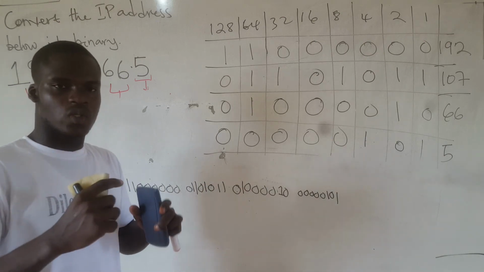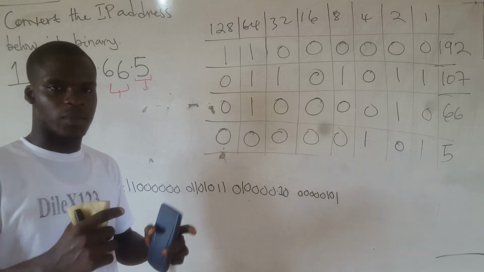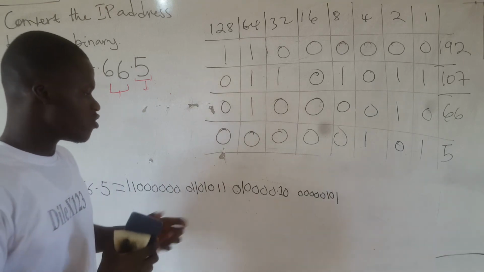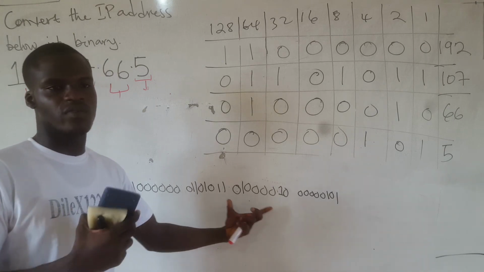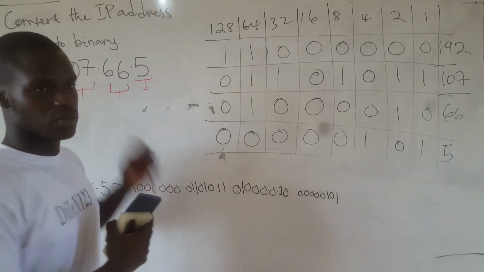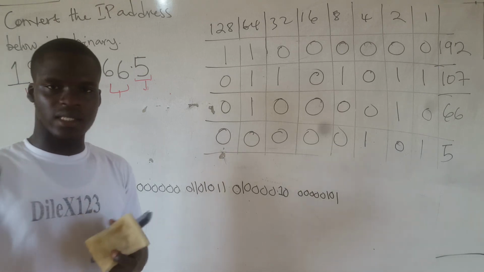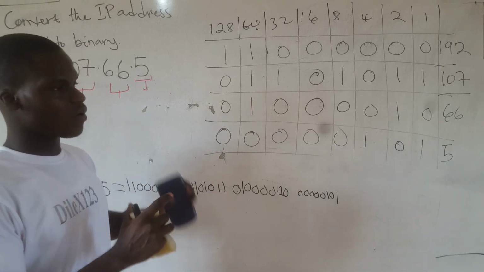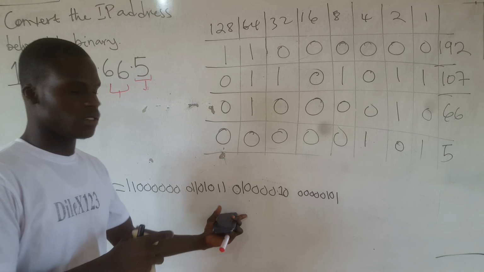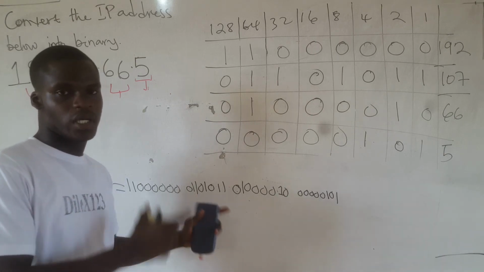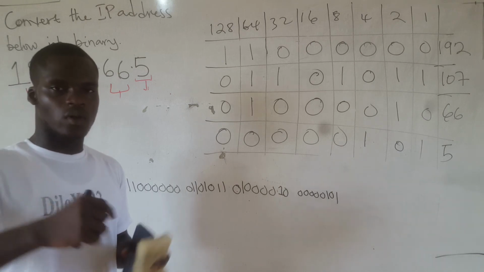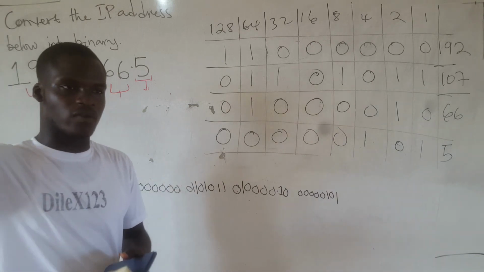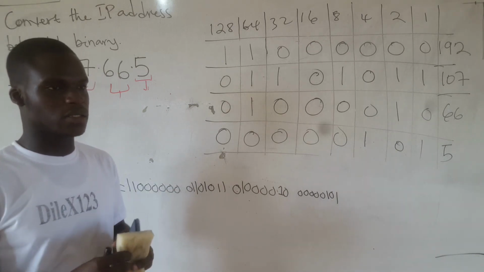Now, we also want to consider a question where we've been given the IP address in binary, and then we have to convert it from binary to the dotted decimal. How do we do that? In the next question, we will solve a question where we have an IP address in binary, and then we have to convert it to this form. I'll put the link of this video in the next video.